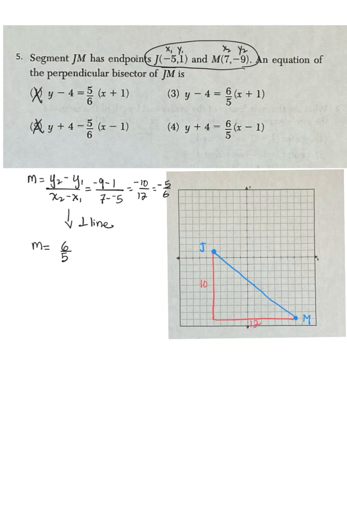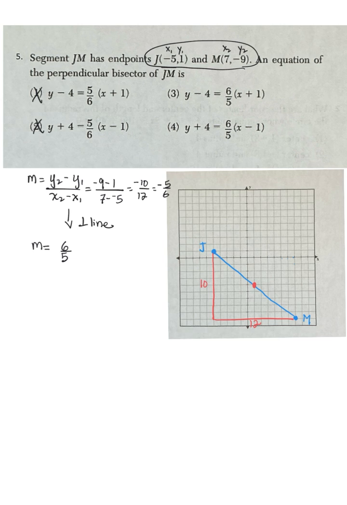All right, if I want to bisect, cut into 2 equal parts, I'm going to take half of this number and half of this number. Which is 5, right? So watch. I'm going to go here and I'm going to go 1, 2, 3, 4, 5. 1, 2, 3, 4, 5, 6. Bing, right there. That point right there is the middle of JM.